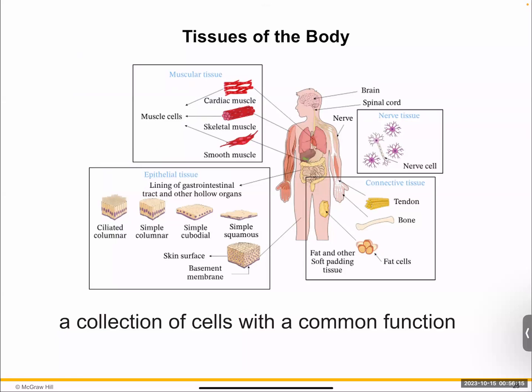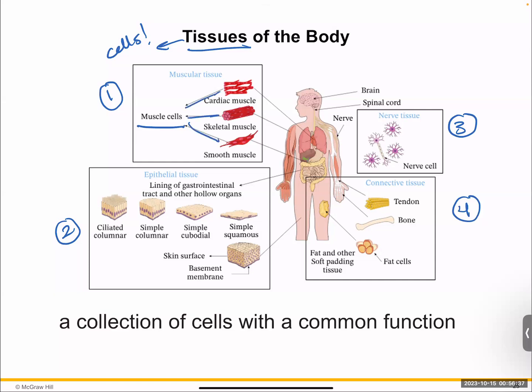This picture is depicting the types of tissues we have in our body. Again, it's important to understand that tissues are basically made up of cells, hence we're talking about them. We have 4 categories of tissue. We have muscle, with 3 subcategories: cardiac, skeletal, smooth. We have epithelial, which is a total of 7 different types. There are only 4 of them listed here.